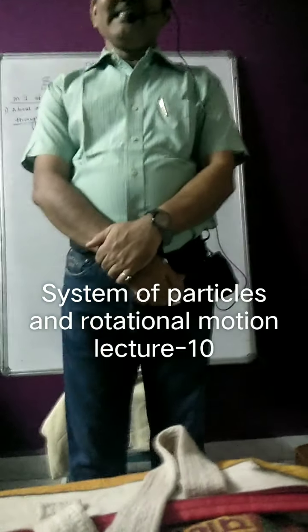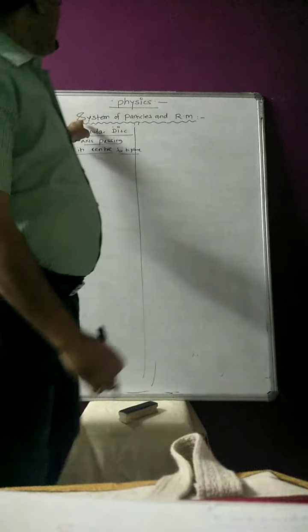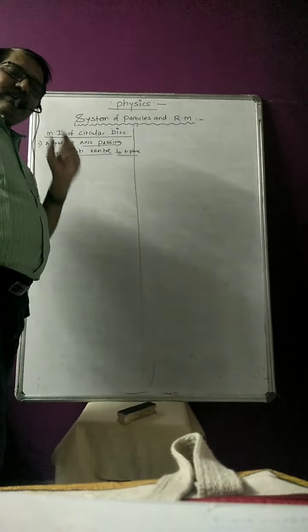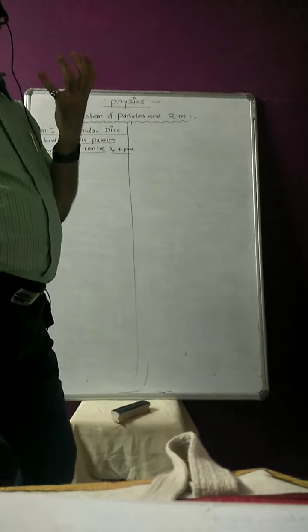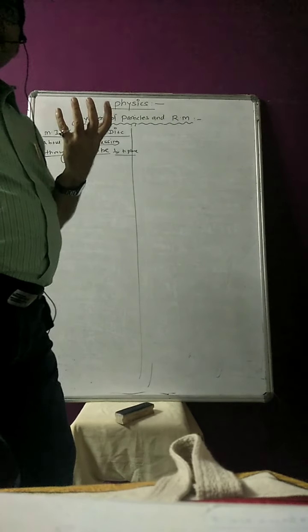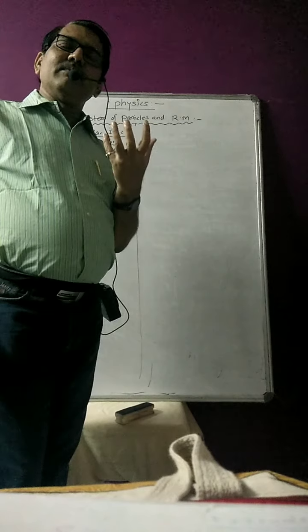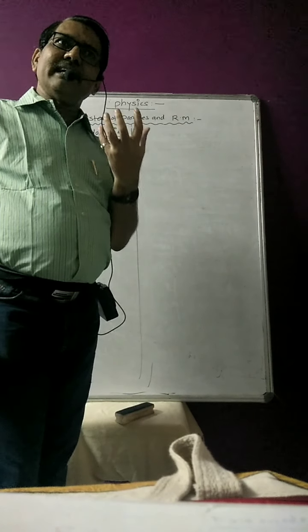Very good morning, students. As usual, we continue the topic of physics, that is system of particles and rotational motion. Last time we learned the moment of inertia of a thin uniform rod, and after that the circular ring. For the circular ring, you calculated the moment of inertia about different axes.